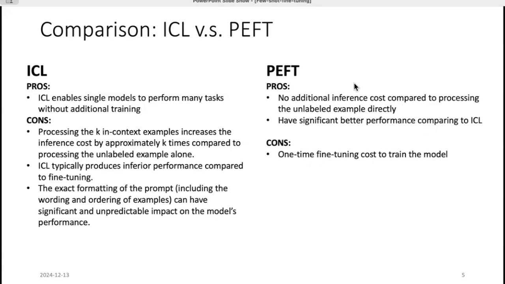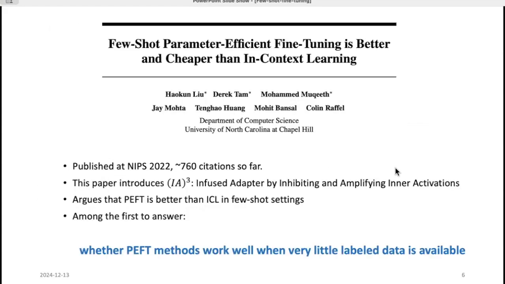The con, of course, is the one-time investment cost to fine-tune the model. It may be a con based on your budget, but we are going to show in the paper that it may not be as expensive as you thought. So this is the paper we will focus on today. The title is Few-Shot Parameter-Efficient Fine-Tuning is Better and Cheaper than In-Context Learning.